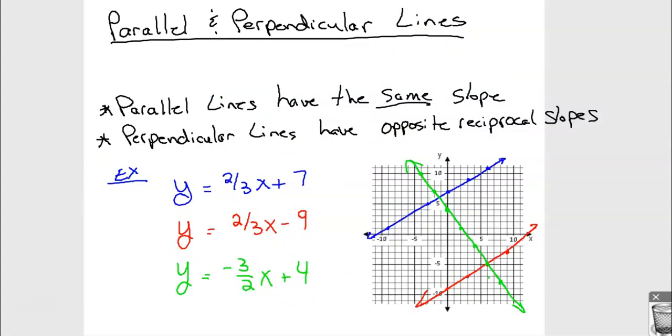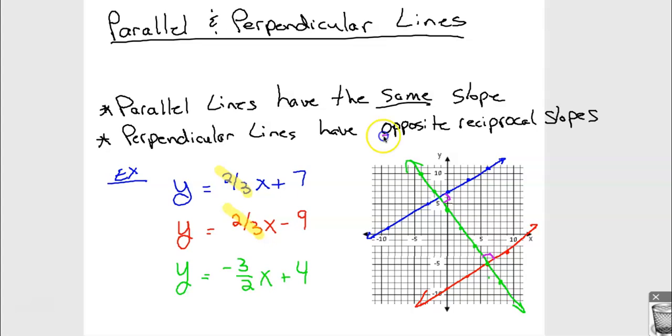All right, so parallel and perpendicular lines. Parallel lines have the same slope, and perpendicular lines have opposite reciprocal slope. So here are 3 lines. Notice the blue and the red have the same slope. They're both going up 2 over 3, up 2 over 3. And then notice the green has to have 2 things. Perpendicular means it hits at 90 degrees, like it literally hits at 90. A lot of times with 90 degrees we see a box right here, and that means it's a right angle. That's what perpendicular means. So the green line intersects the blue and the red line at 90 degrees.